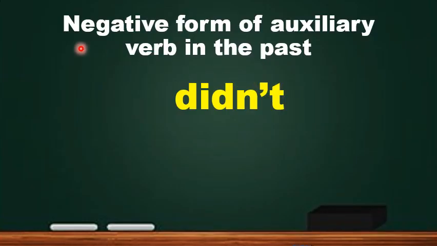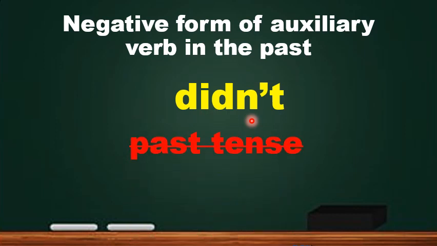Now I'm going to introduce you to the negative form of the auxiliary verb in the past. One of the examples of the auxiliary verb is do. The past tense of do becomes did, and the negative form of did becomes didn't. And the verb behind didn't cannot be past tense. We cannot use past tense behind the auxiliary verb.